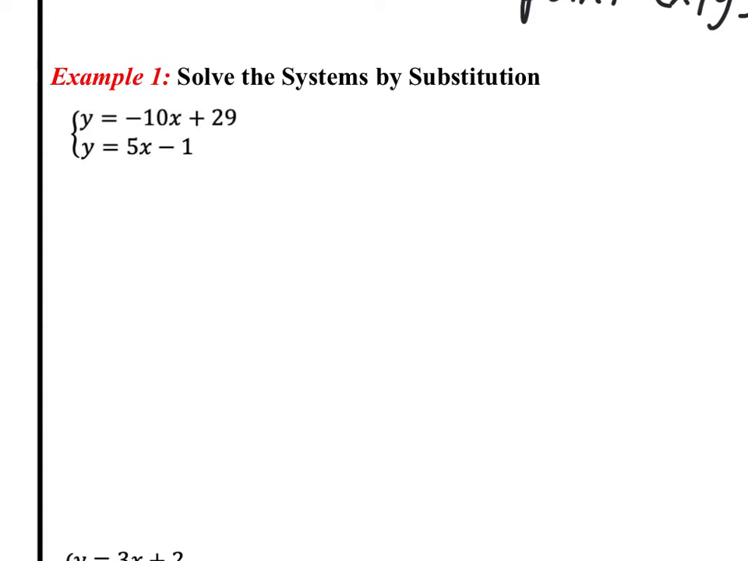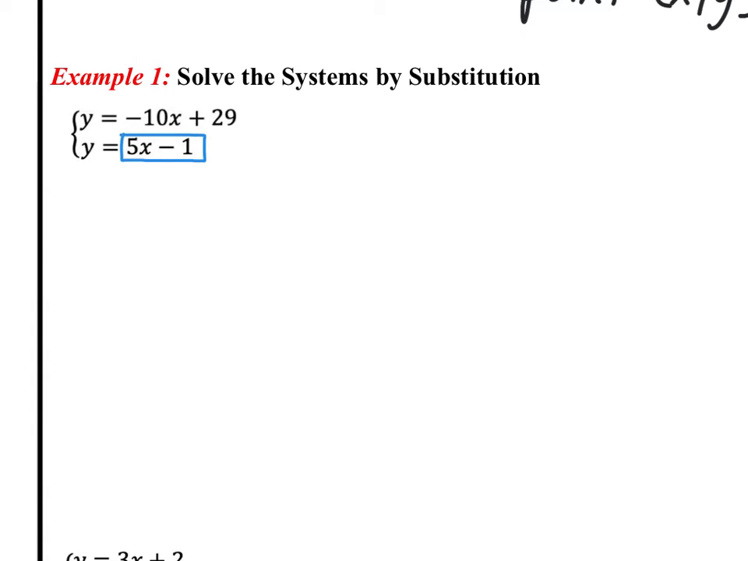So now we replace one equation into the other. This is where it might get confusing, but stick with me. If you look at this bottom equation, it says y equals 5x minus 1. So 5x minus 1 is equal to y.